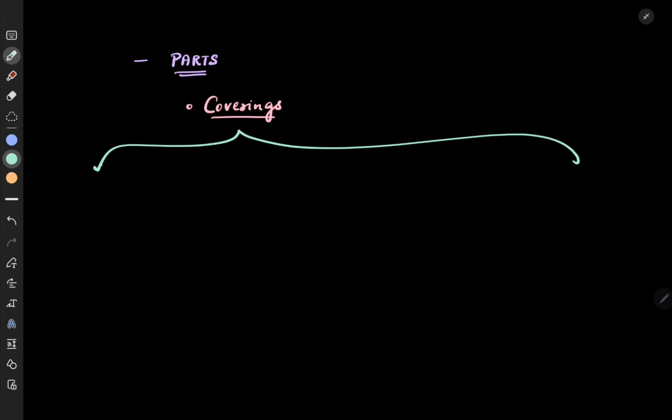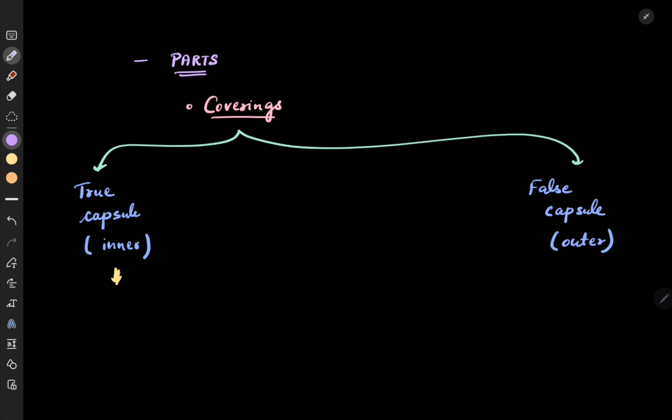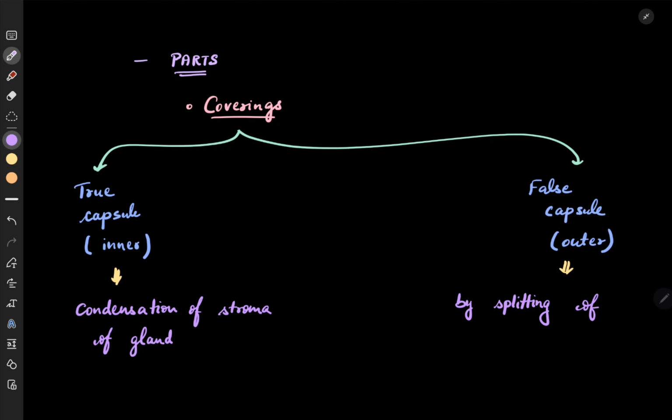There are two coverings, the inner true capsule and the outer false capsule. The inner true capsule is formed by the condensation of the stroma of the thyroid gland, whereas the outer false capsule is merely formed by splitting of the pretracheal fascia, which encloses the thyroid gland and goes above.